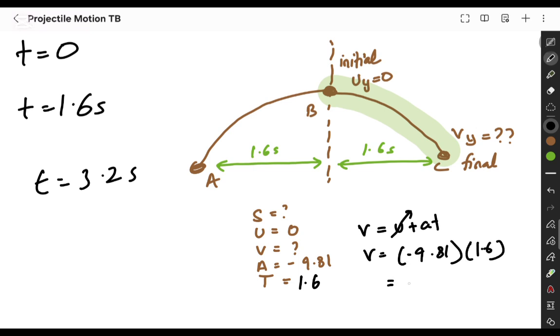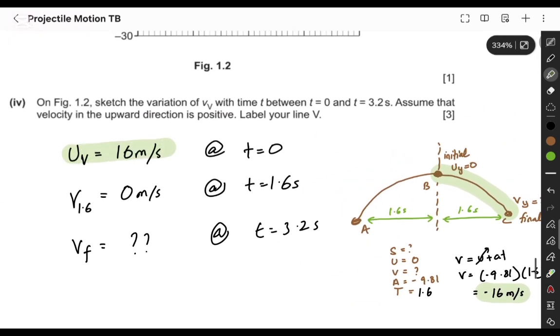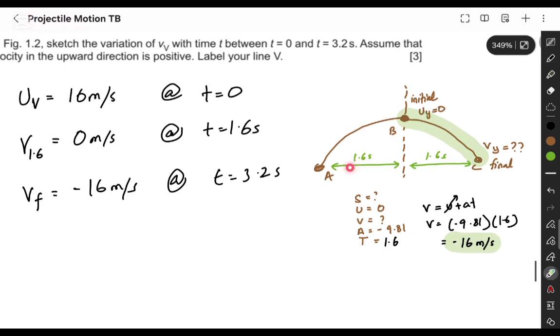You're going to get the answer as, if you round it to 2 SF, minus 16 meters per second. Okay, and that's the same value as the initial velocity that we had. It's just that it's in the opposite direction now. That minus is important, minus 16 meters per second. Now, the reason that AB is 1.6 seconds and BC is also 1.6 seconds is because when you have projectile motion like this, where you go from A and you come back at C and you're at the same level, everything is going to be symmetrical. So 1.6 seconds, 1.6 seconds, 16 meters per second, minus 16 meters per second. So it's kind of symmetrical.